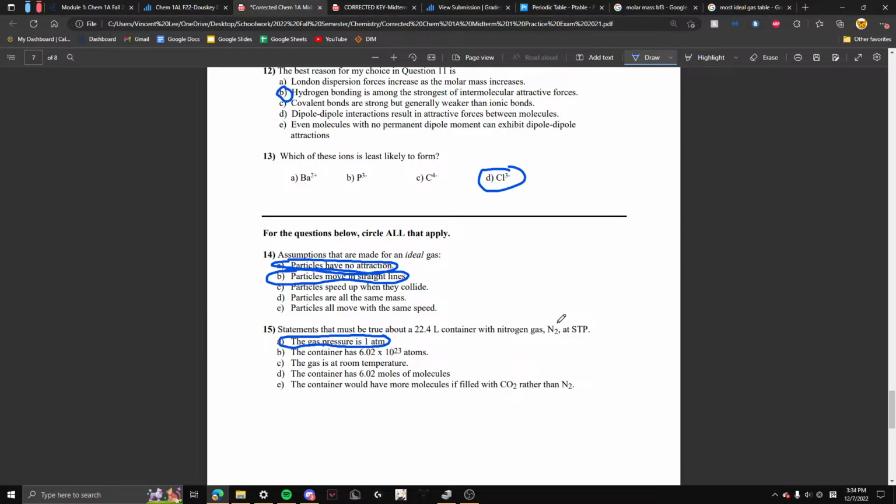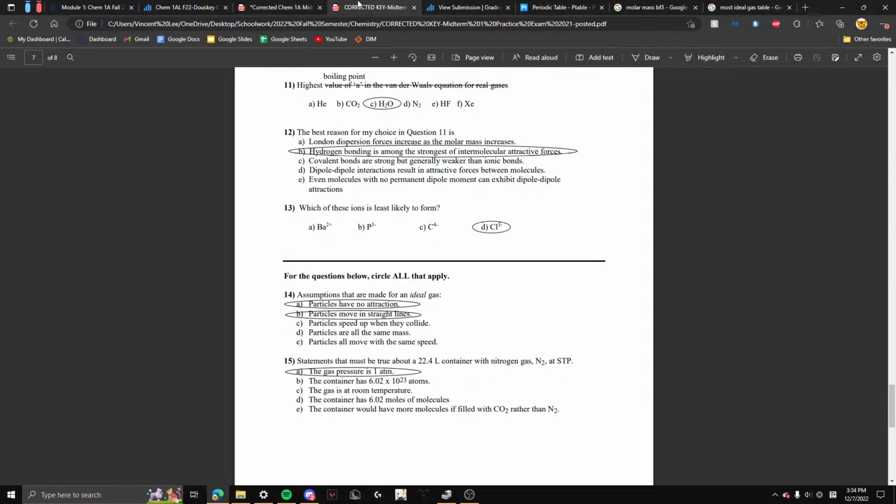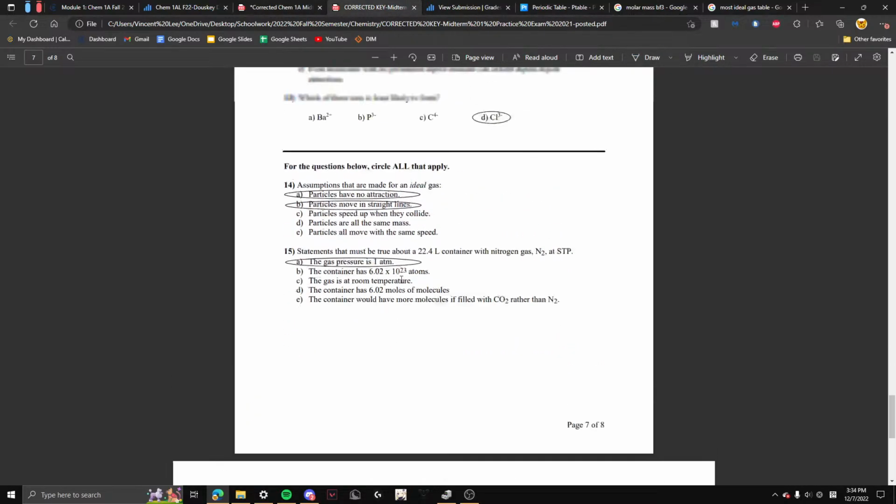And then at STP, I think they say 1 mole is 22.4 liters, but I think this isn't exactly 1 mole. I don't know. It has a lot to do with approximation. And then for this, more molecules if it was filled with CO2 rather than N2. I think the molecules would be the exact same. Yeah, it's only that.